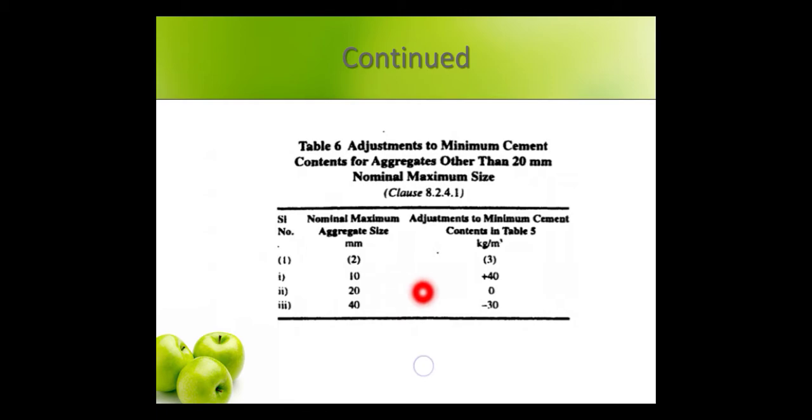So for 20 mm nominal size, the maximum cement content is given. Other than that, in our problem we have 10 mm down aggregate, so for 10 mm down aggregate you need to add 40. If you have 40 mm down aggregate, you need to minus 30 in the minimum cement content.